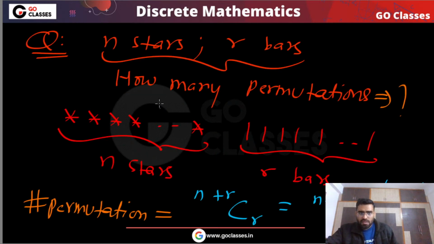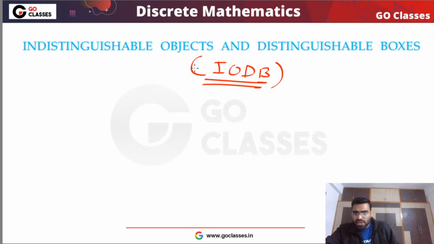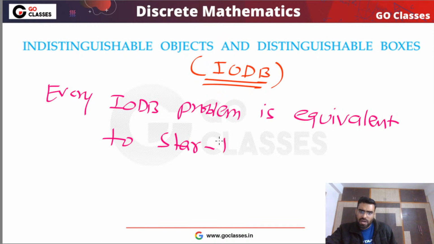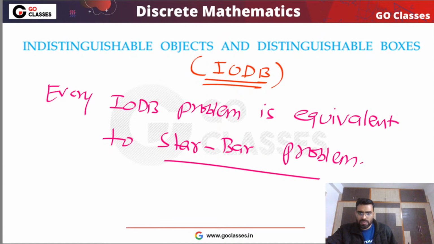Now finally, if you have n stars and r bars, then these many permutations you can make. And every IODB template is a star bar problem. If you understand star bar, then you can understand every IODB template. Every IODB problem is equivalent to a star bar problem. So this is your star bar problem.